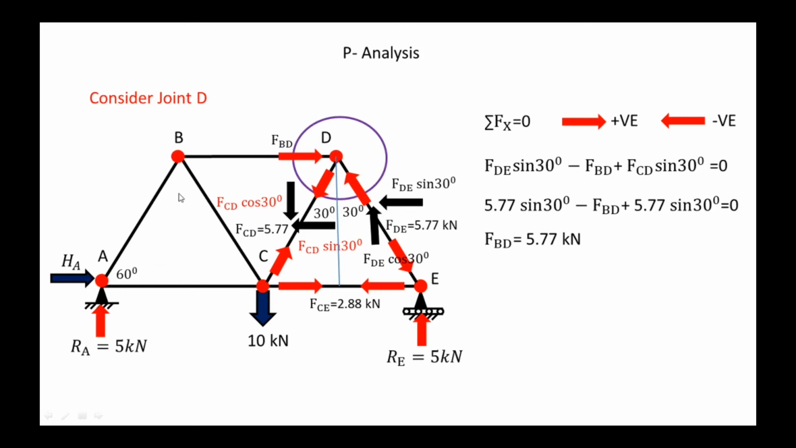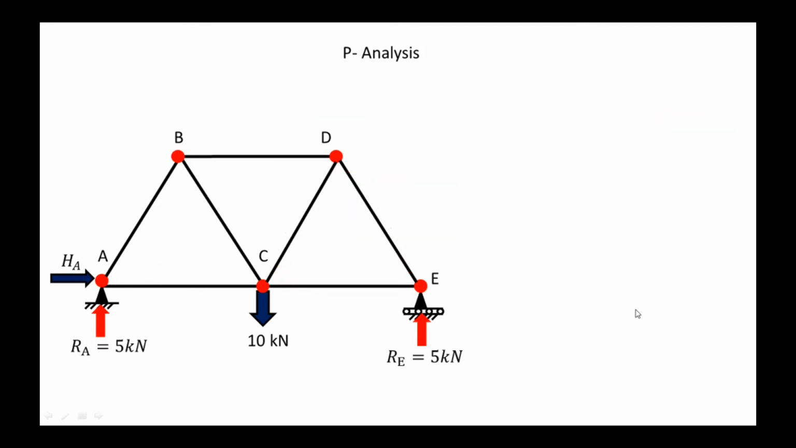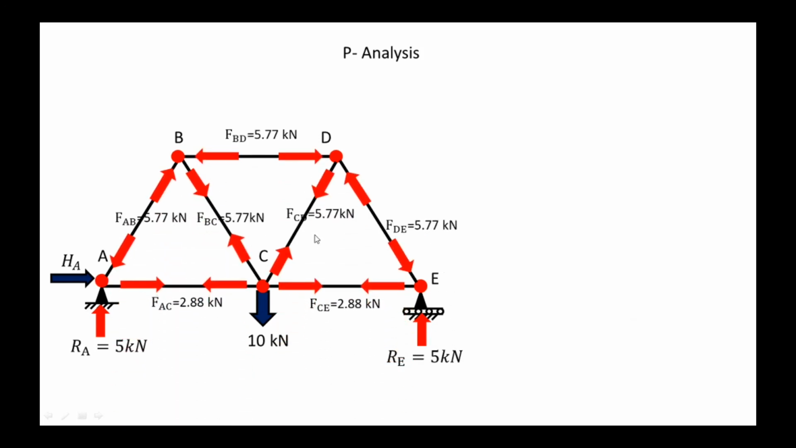Because this frame is symmetric, we can directly write the remaining forces. So this is the final diagram, the final forces in all the members. So this FBD, this sign indicates compression, this DE indicates compression, and AB indicates compression, but the rest of the forces indicate tension.